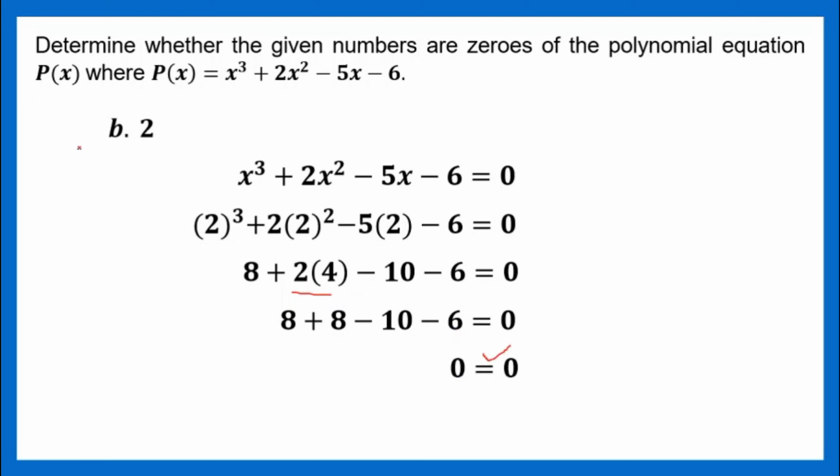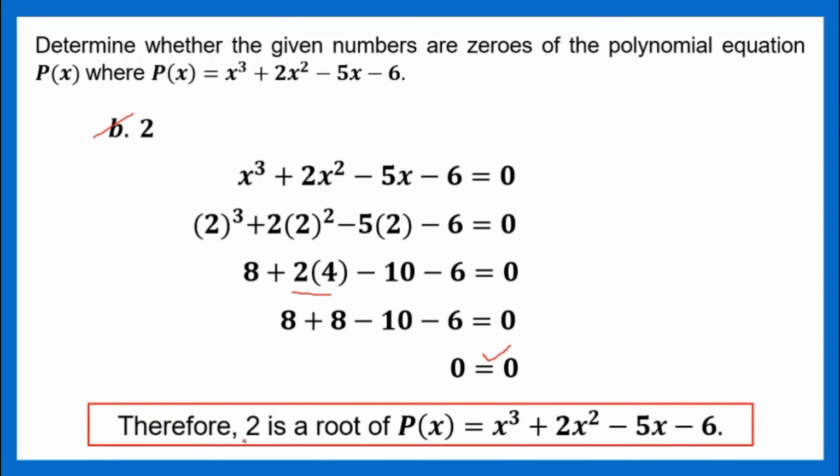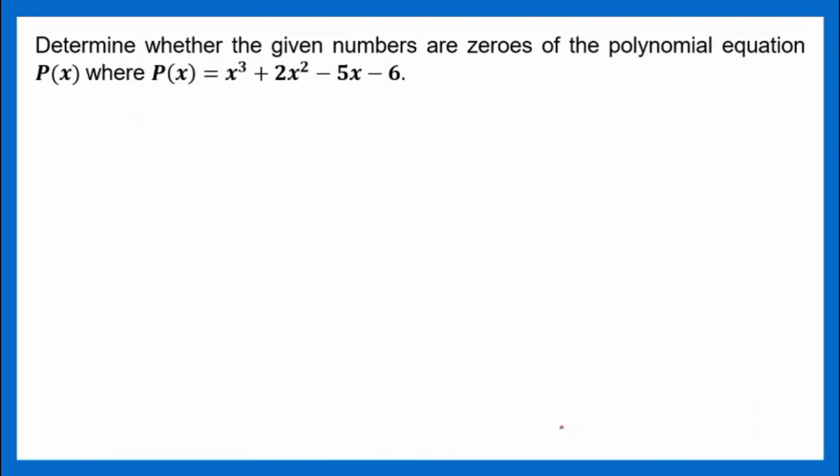So, kung tama yan, ibig sabihin tama din na zeros yung B, or 0 yung B na yan. Ayan. So, therefore, 2 is root or 0 of p of x is equal to x cubed plus 2x squared minus 5x minus 6. Ayan. So, ganun lang po yun kasimple. Next. Last one, negative 3.